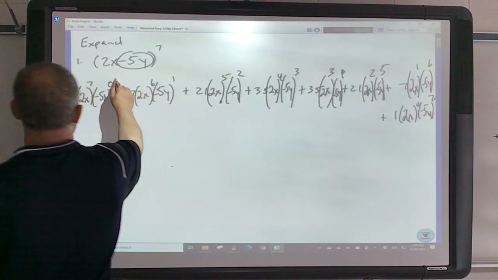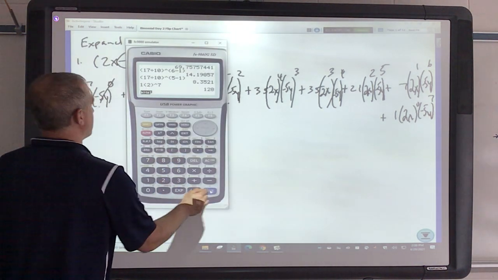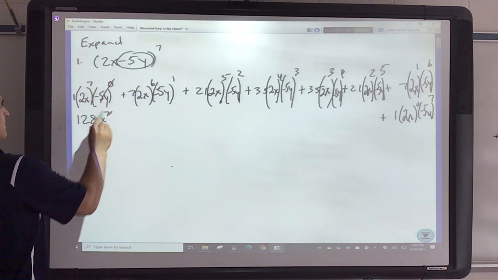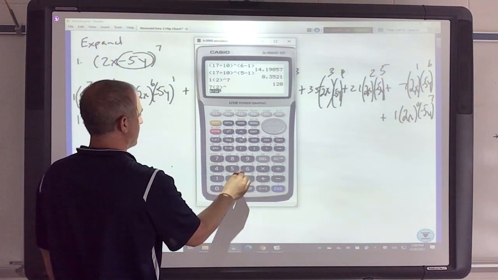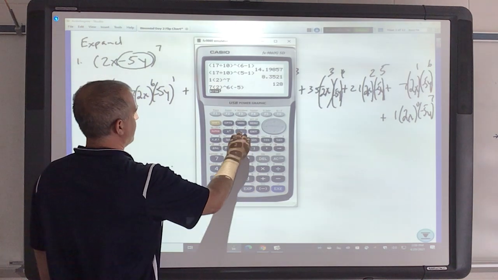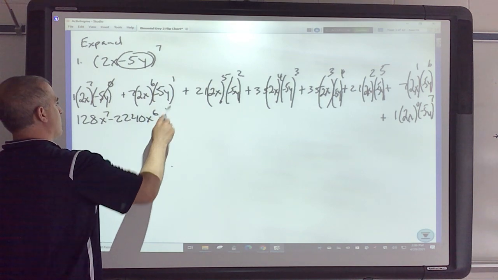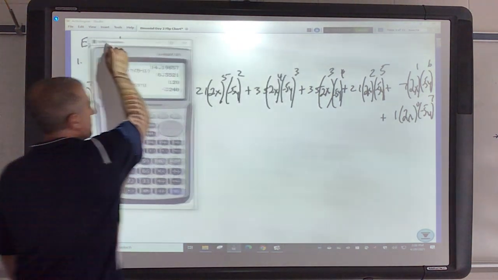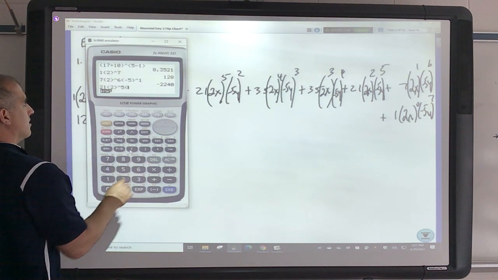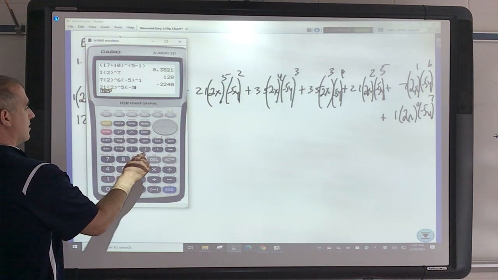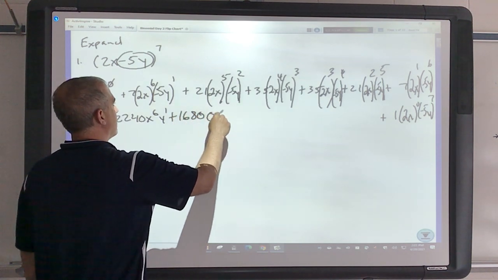Now, we can cross off the ones with the zeros, so let's just worry about the ones. 1 times 2 to the 7th would be 128 x to the 7th. This next one, I would type in 7 times 2 to the 6th, negative 5 to the 1st, that's negative 224 x^6 y^1. Then I've got 21, 2 to the 5th, negative 5 to the 2nd, 16,800 x^5 y^2.